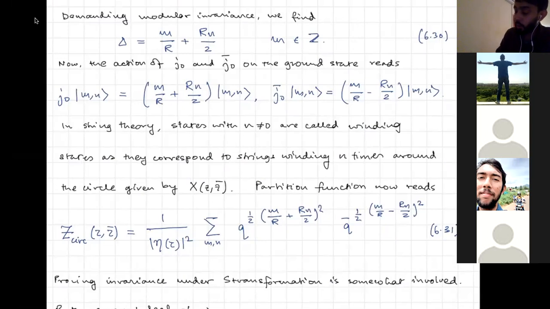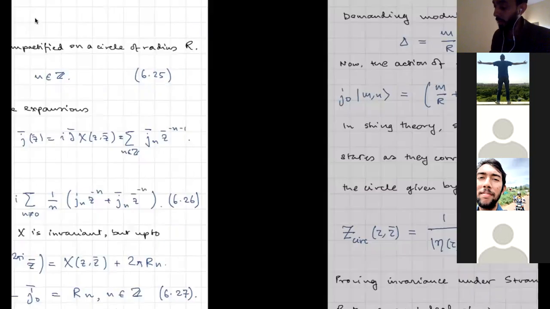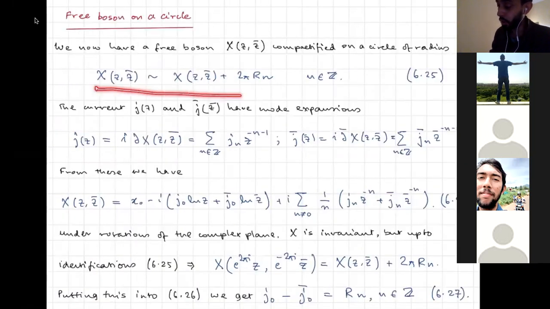That is going to mean that J naught acting on these states is now going to be given by m over r plus r n over 2. And for J naught bar, the sign out here is going to flip, and that is what you're going to get. So you're going to get some states which are happening because there is winding around. Once you get back, what has happened is that your state out here has some sort of winding number, if you wish.